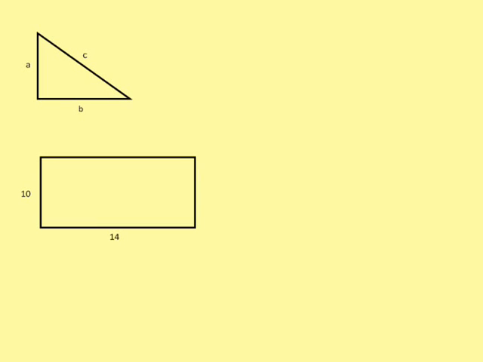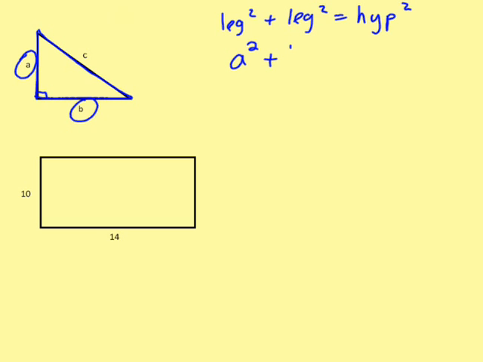Alright, the Pythagorean theorem is what we use for right triangles. The Pythagorean theorem says that a leg squared plus a leg squared equals the hypotenuse squared. Usually we use a and b for our two legs, so we say a squared plus b squared equals c squared, where c is the hypotenuse. As long as you have two of them, you can find the other one.